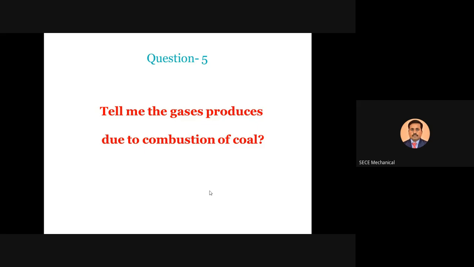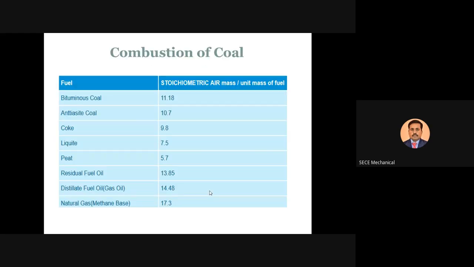Hydrogen. Carbon dioxide, sir. Okay, then only carbon dioxide. Carbon monoxide. Monoxide, sir. Okay, any other? That's all. Only these two gases. Here you can see.